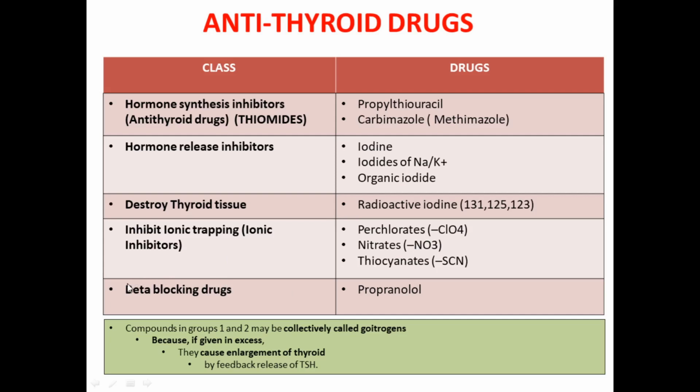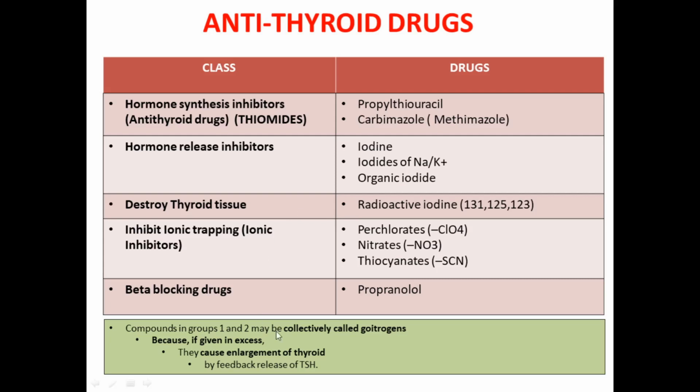And the next one is beta blocking drugs. So why are beta blocking drugs here? If you remember the thyroid hormone action in the cardiovascular system, due to the thyroid hormone there will be upregulation of beta receptors. So whenever there is excessive T3 and T4, there will be upregulation of the beta receptor, and other sympathetic activity will also get activated because of T3 and T4. To block this activity, we give the beta blocking drug with the other anti-thyroid drugs.